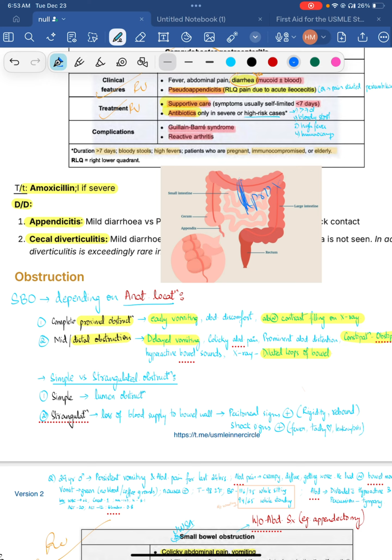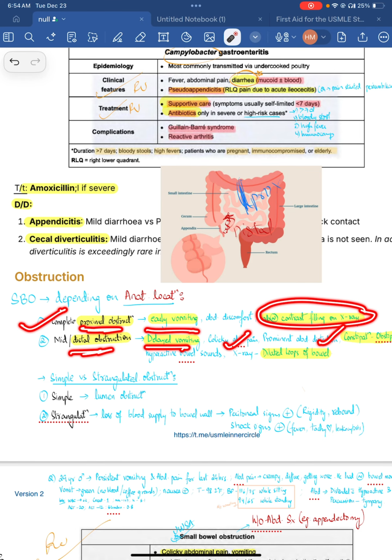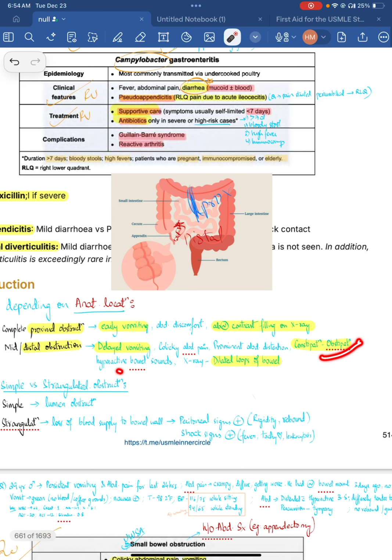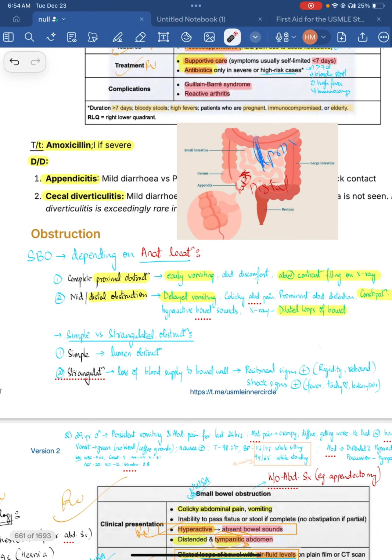This will lead to early symptoms, right? The earlier the obstruction, the earlier the symptoms you get. But if you have an obstruction in the later part, that is the distal part, then you will have delayed symptoms. See, complete proximal obstruction: early vomiting will be there, abnormal contrast filling on X-ray. Whereas distal obstruction: delayed vomiting is there, you have pain, distension, constipation, obstipation, hyperactive bowel sounds, X-ray will show dilated loops of bowel.